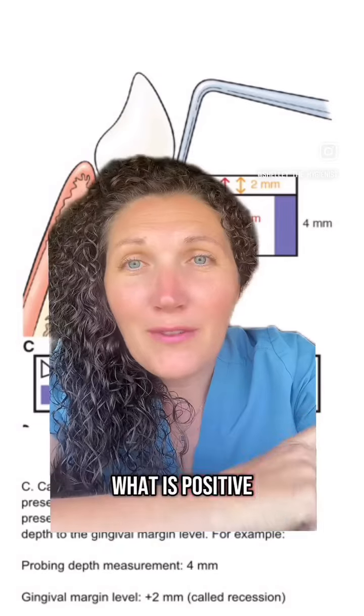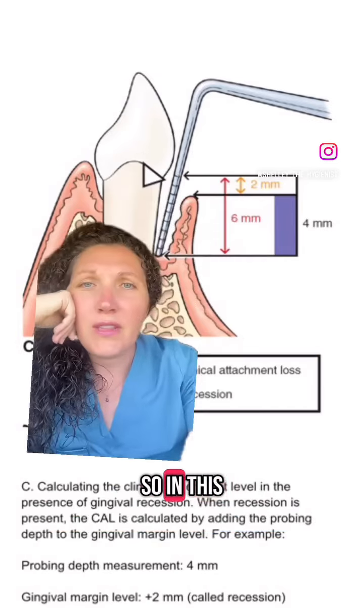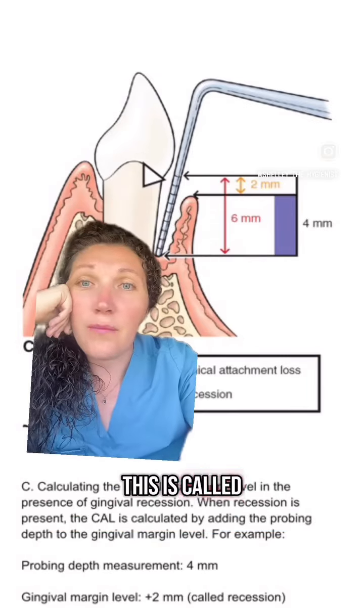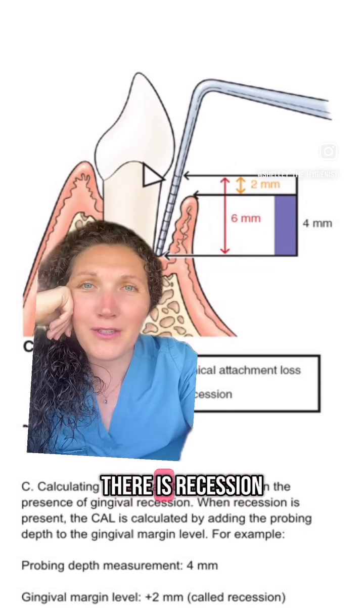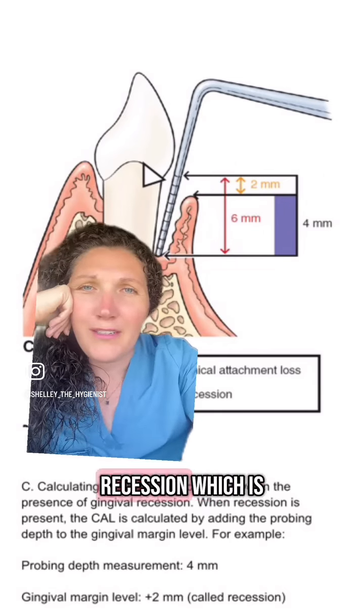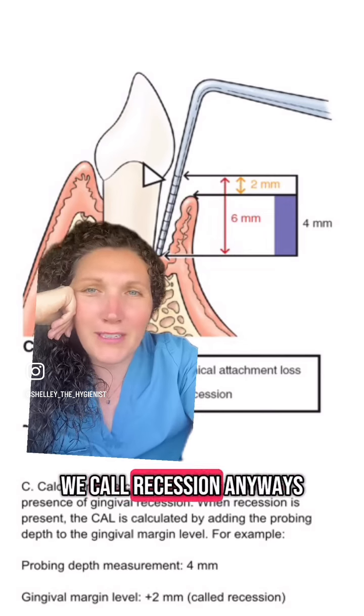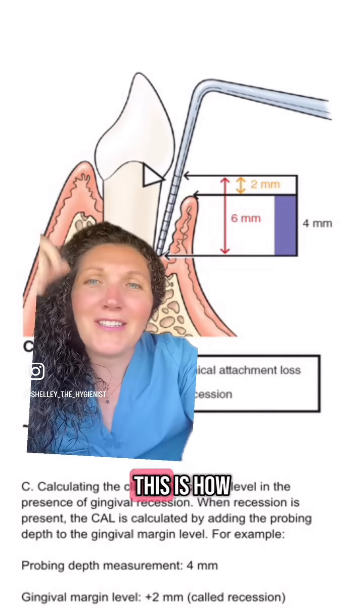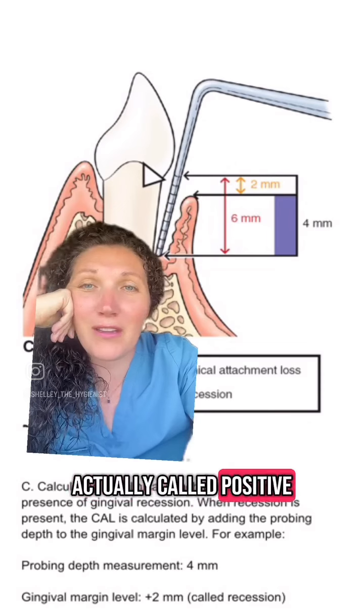What is positive recession versus negative recession? In this case right here, this is called positive recession. I'm positive that there is recession. You can see the gingival margin is below my CEJ. Positive recession is just what we normally call recession, and this is how we're measuring it.